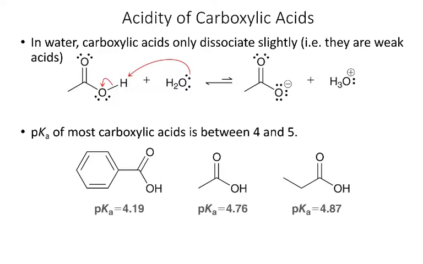Now, being weak acids, when they're in water, carboxylic acids only dissociate slightly. So when I just add it to water, most of the molecules remain with the hydrogen attached. Only a very small percentage dissociate when dissolved in water. The pKa of most carboxylic acids is between 4 and 5. We have a couple examples down here of benzoic acid, acetic acid or ethanoic acid, and propanoic acid here.